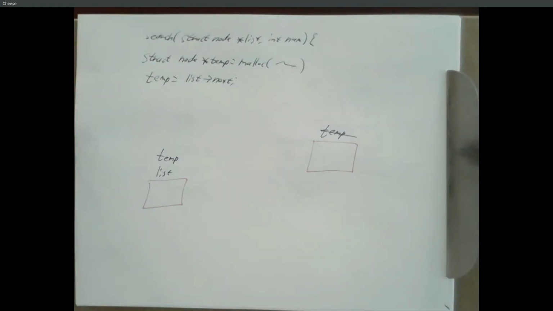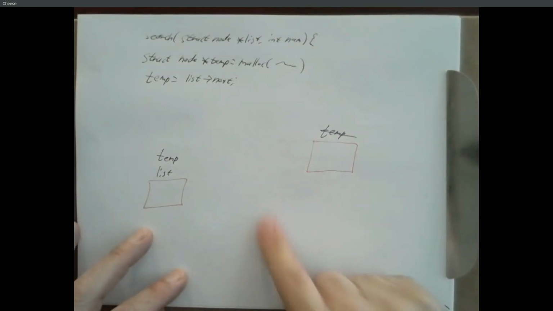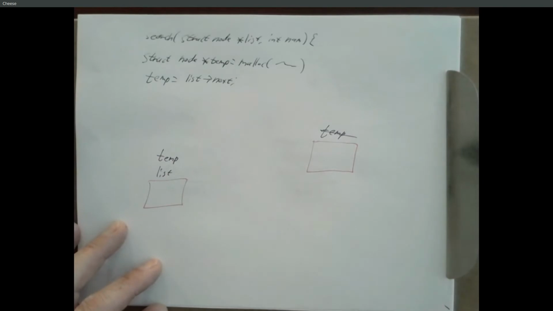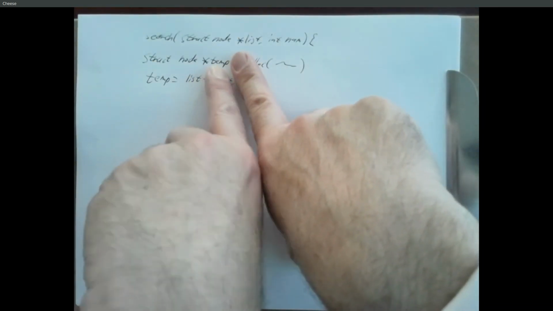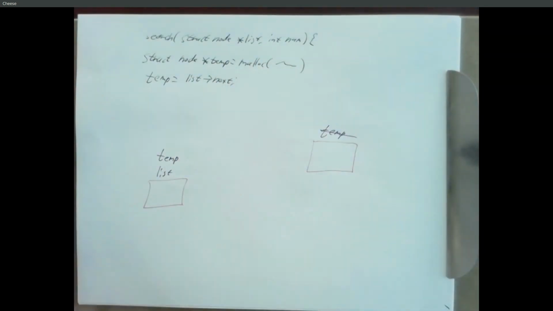So the only time you really want to use malloc is, if you're thinking of your pictures, when you want to make a new rectangle. If you want to refer to a rectangle that's already there, all you need is a struct node star variable, and you can say variable equals whatever refers to that box. So malloc always makes a new box.